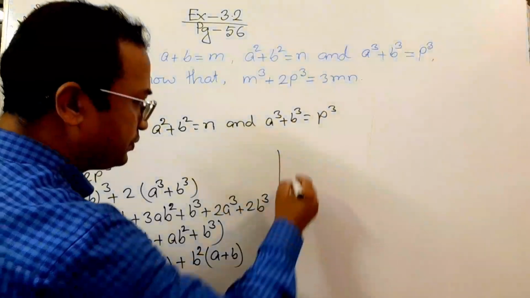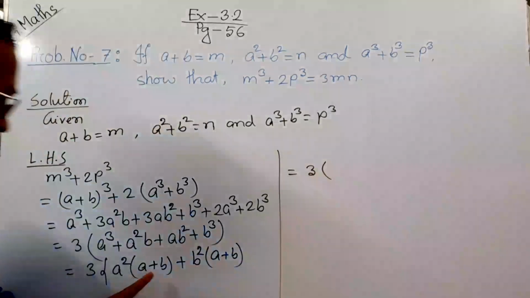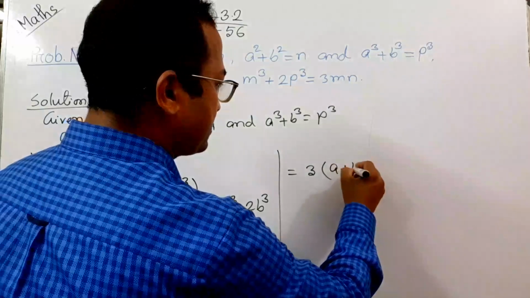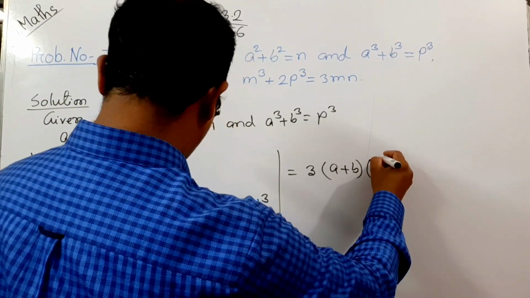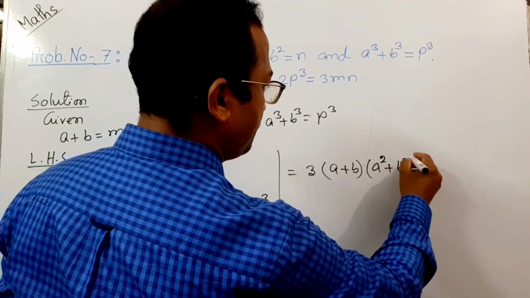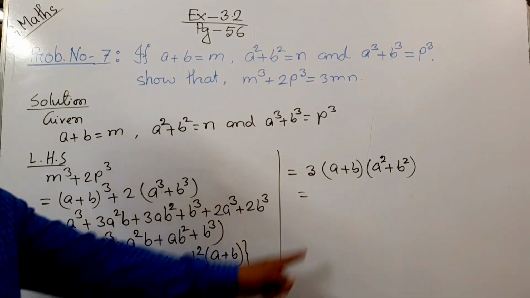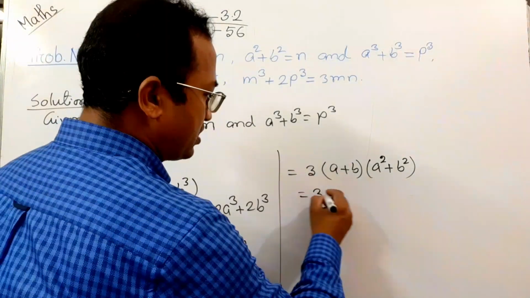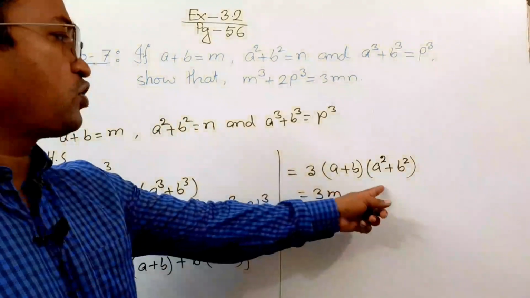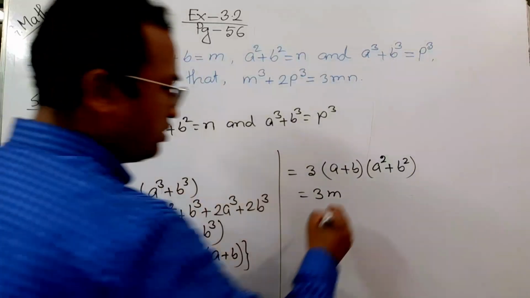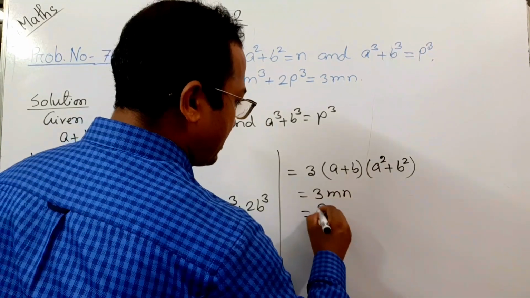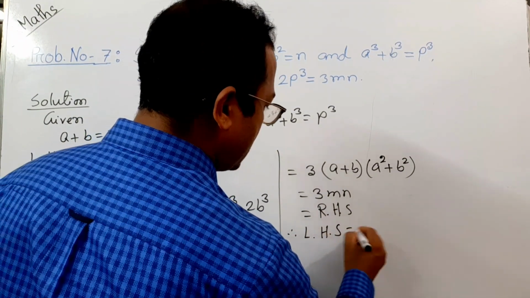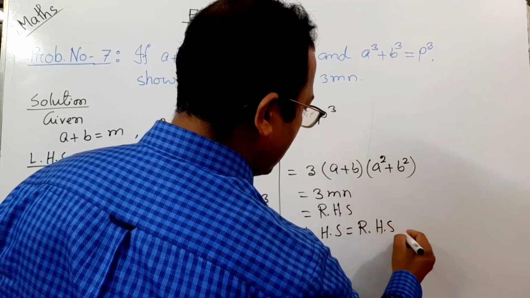So what does it become? It becomes 3 into a plus b, and it remains a square plus b square. Now look, what is the value of a plus b? A plus b is equal to m. So we can write m over there, and a square plus b square is equal to n, and that is the right hand side. So left hand side equals right hand side.